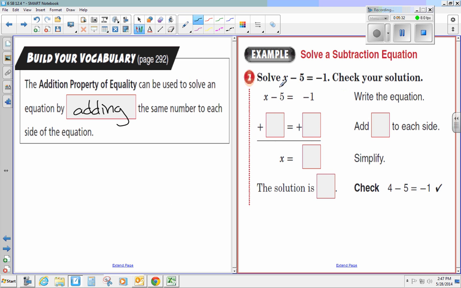So, look at this. Solve x minus 5 equals negative 1. So first, write the equation. We're isolating x. Undoing a minus 5 by adding 5. Negative 1 plus 5 is 4. 4 minus 5 is negative 1. So all of this just by looking at the fact that you are undoing subtraction with addition and then undoing the number.